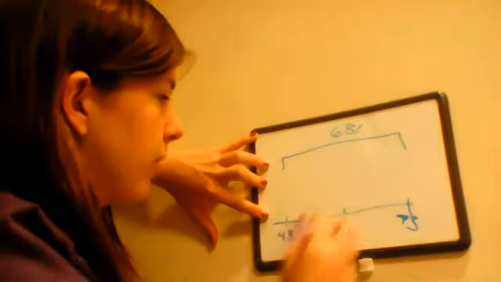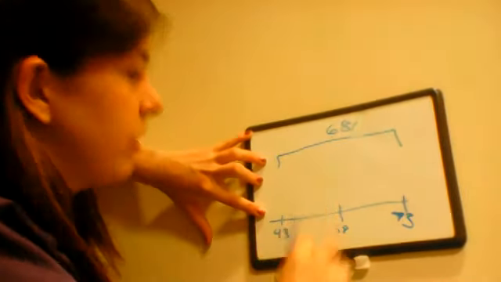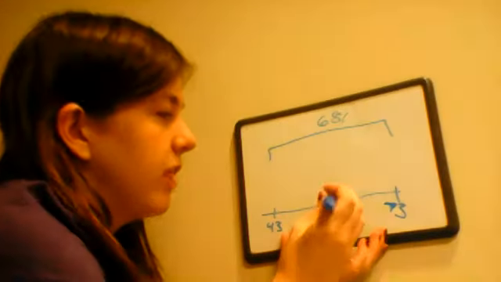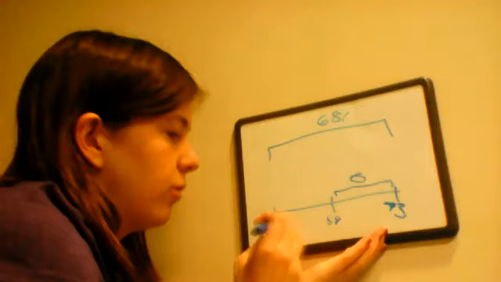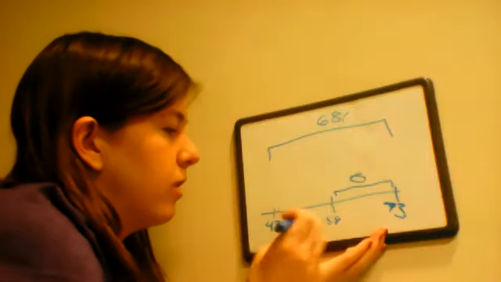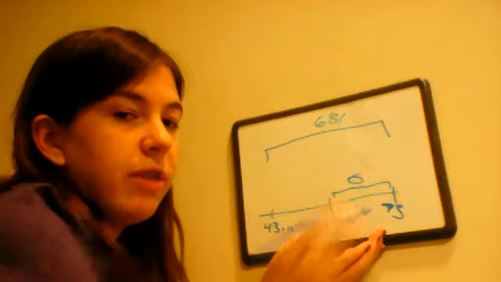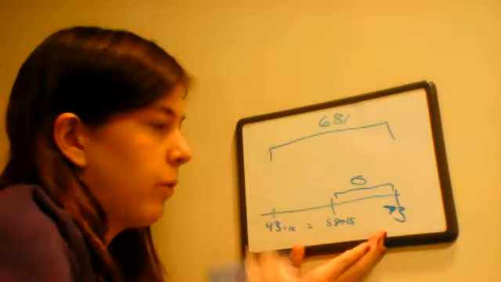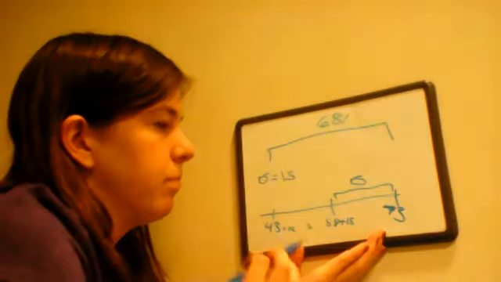And then, since 68% of people are within one standard deviation of the mean, you know your standard deviation is just from there to there. That's your standard deviation. So 43 plus 15 equals 58, and 58 plus 15 equals 73. So your standard deviation is equal to 15.